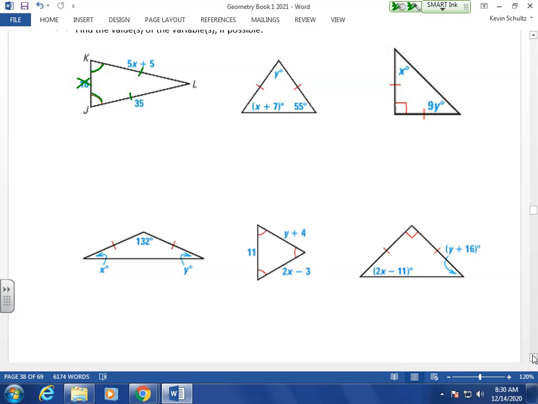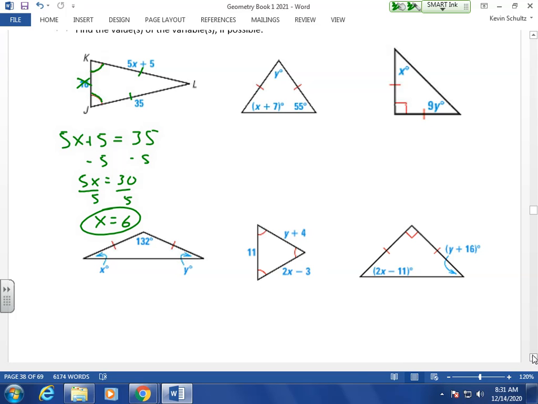Because I'm focused on those 2 sides that are congruent, I know that 5x plus 5 has to have the same value as 35. Being an isosceles triangle, those 2 sides need to be congruent. So the equation I can set up is that one congruent side equals the other. From here, I've got a 2-step equation to solve. 5x equals 30, divide by 5, x equals 6.